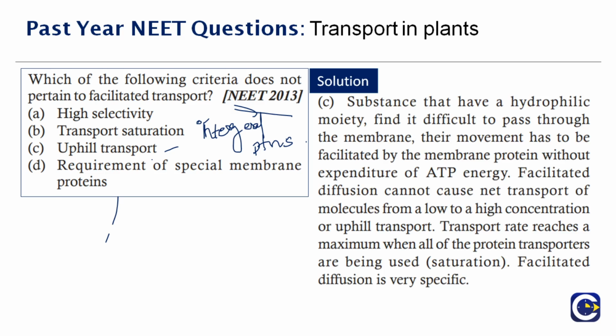Okay, so here if you can see, transport rate reaches a maximum. In the solution part you can see transport rate reaches a maximum when all the protein transporters are being used. That is called saturation. And facilitated diffusion is very specific and it requires a special feature for it. You need a membrane protein for that. Therefore, the correct answer to this question is option C, uphill transport.